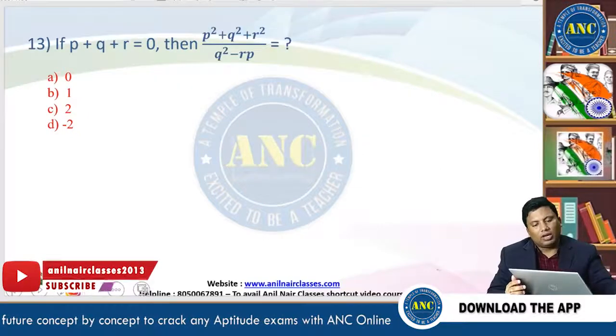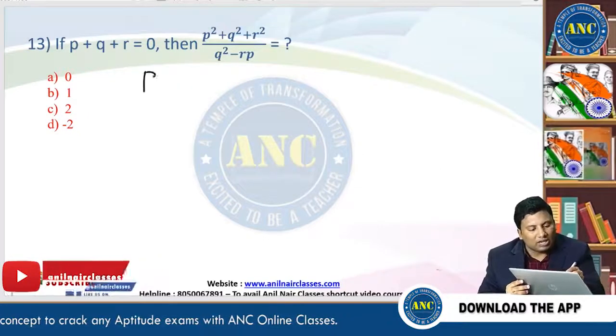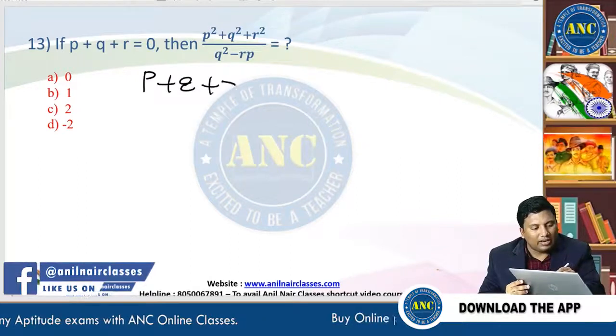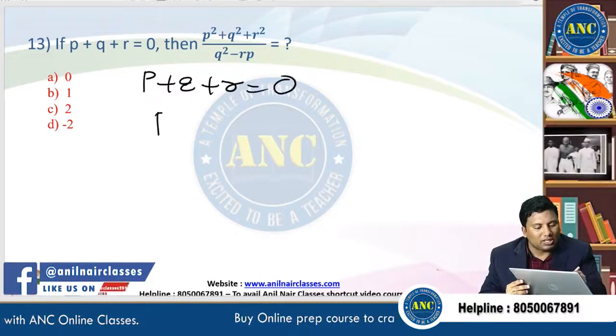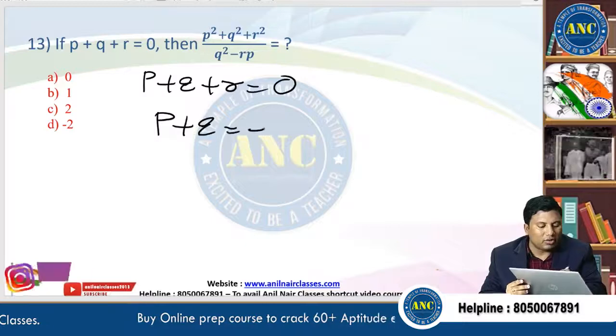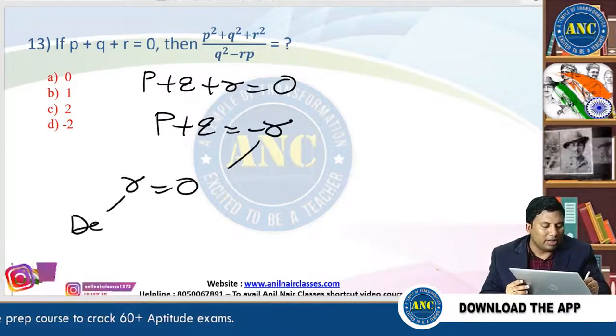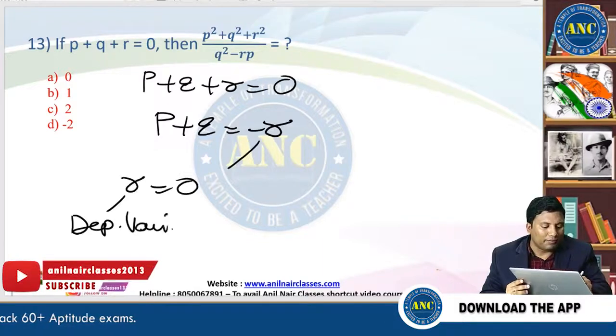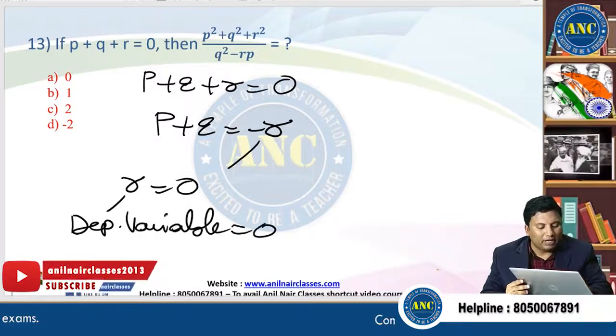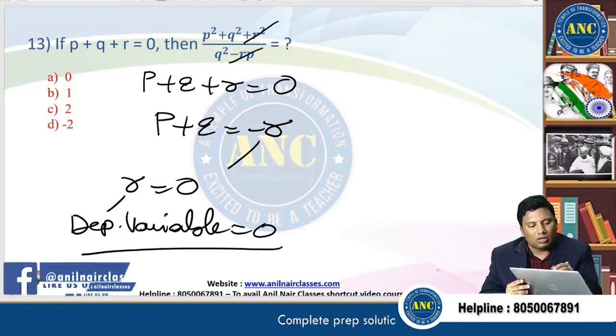Now another one. If p plus q plus r is 0, I think already we did this question. p plus q plus r is 0. p plus q is equivalent to minus r. Make dependent variable 0. r is 0.